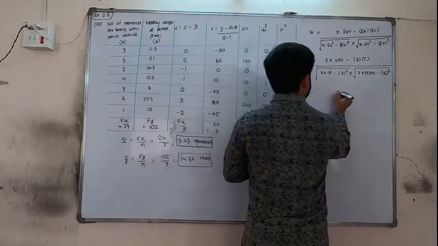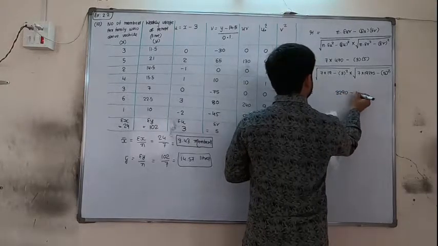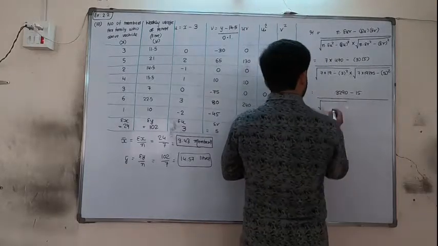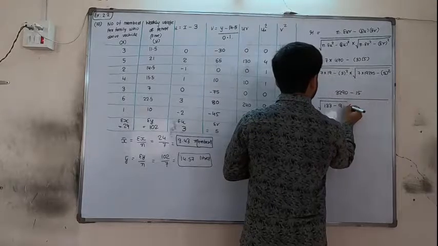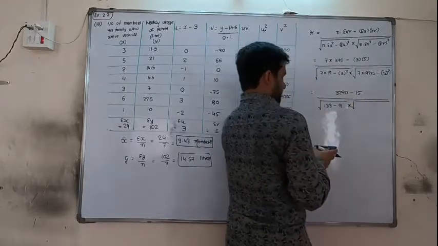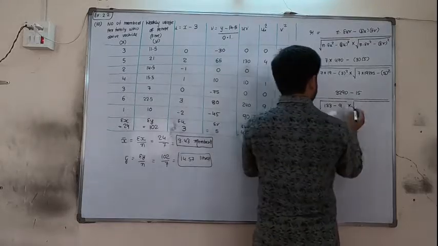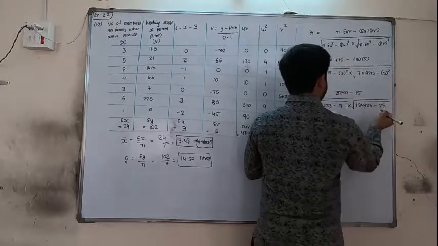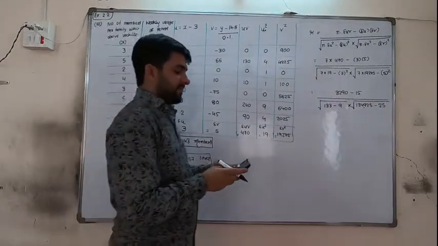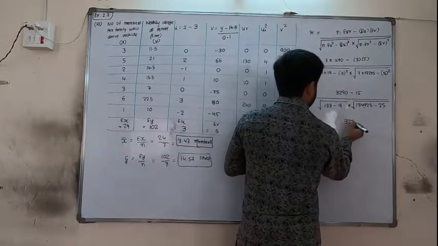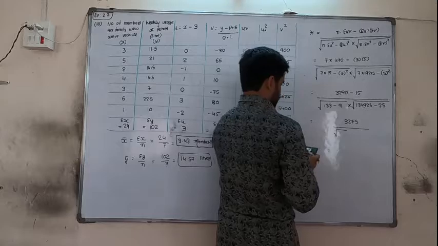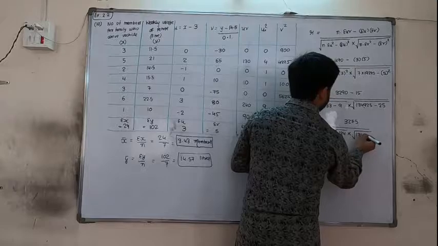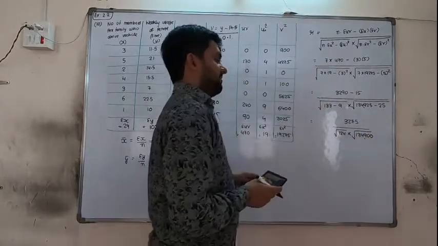470 into 7, 3290, minus 5 into 3, these are 15, divided by the first square root. 19 into 7, 133, minus 3 square is 9, in the second square root. 19,275 into 7, 1,34,925, minus 25. So 3290 minus 15, 3275 in the numerator. 133 minus 9, 124 in the first square root. 1,34,900 in the second.